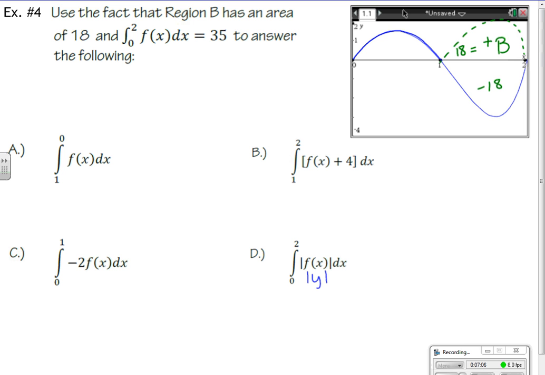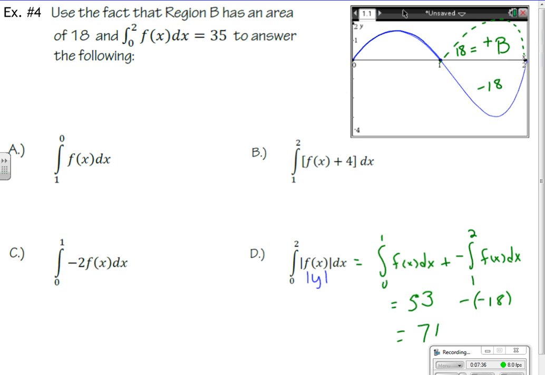So I'm going to break this integral into two pieces, and I'm going to look at it from 0 to 1 of f of x dx. And then I'm going to do the opposite of from 1 to 2 of f of x dx to take care of the fact that this was negative area and now make it positive. And this was a positive 53, I believe. So I take 53, add it to 18, and I get 71.